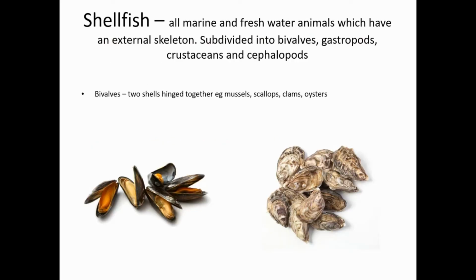Moving on to shellfish, explain what shellfish are: they are marine and freshwater animals which have an external skeleton, and they are subdivided into bivalves, gastropods, crustaceans and cephalopods, and explain what each are. So the first example is a bivalve, which has two shells hinged together, and the species which fall into that category are mussels, scallops, clams, oysters, cockles. I'm sure you can think of others which are specific for your students.